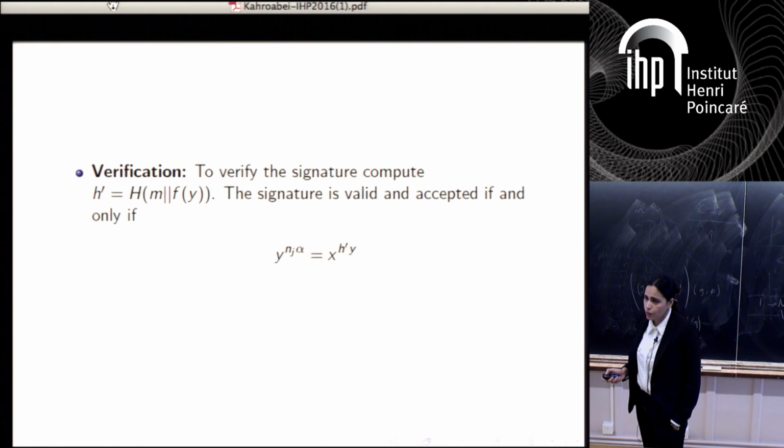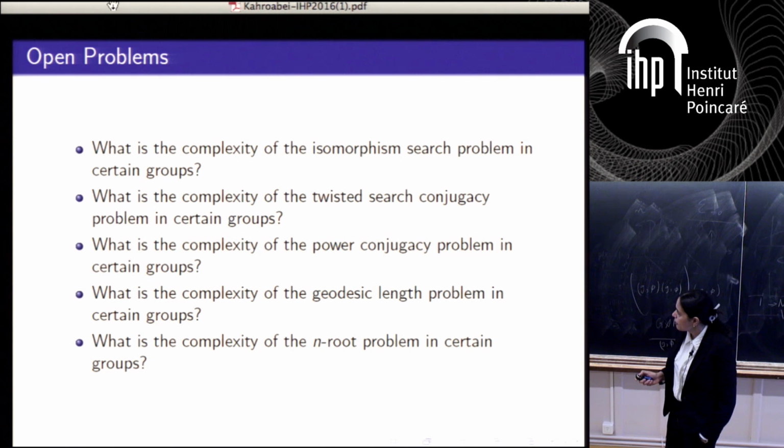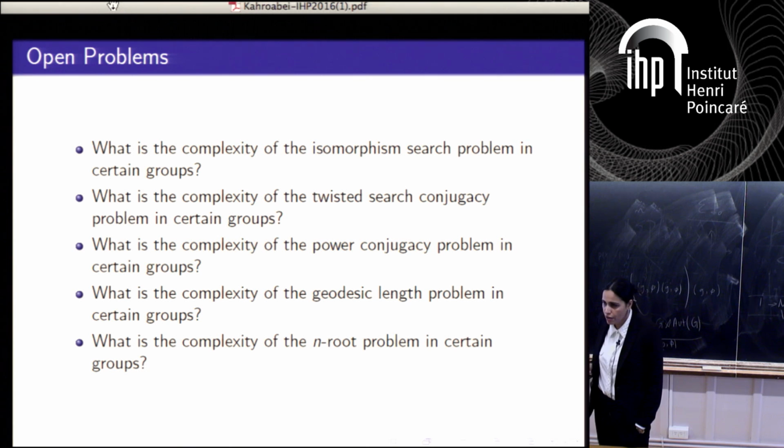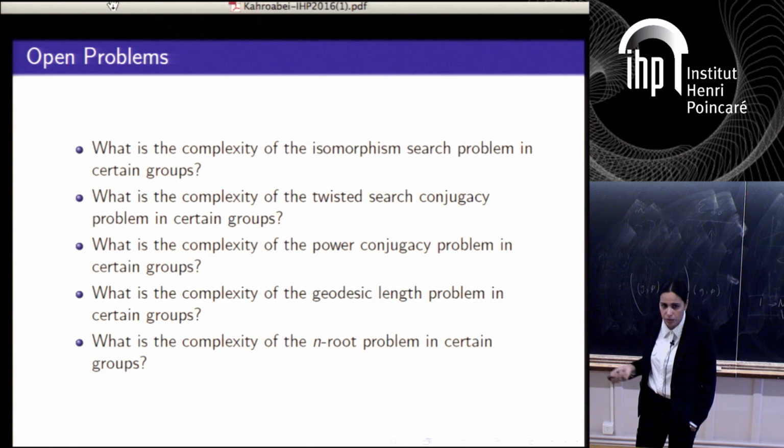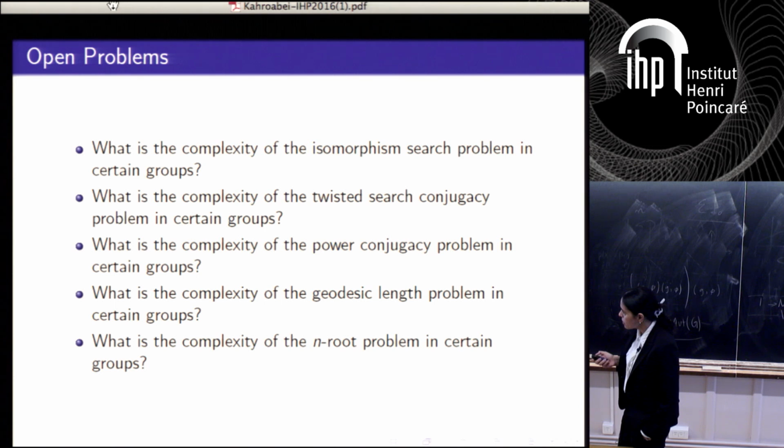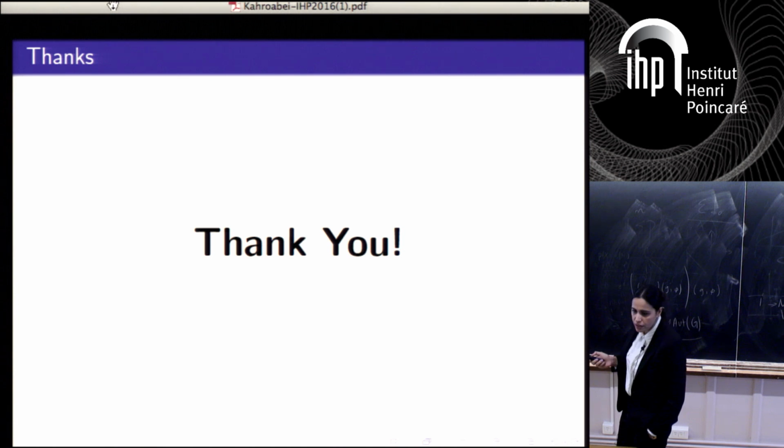So after this quick introduction to some of the cryptosystems that have been proposed, there are many problems that remain open. All these problems that I mentioned, some of them are known to be, say, NP-complete or exponential, and some of them are not. There are many other problems, other than the conjugacy search problem, the word problem, or the isomorphism problem, that need to be studied. I made a list here, and I think I'll stop at this point. Thank you.